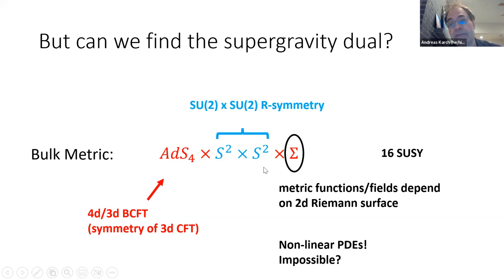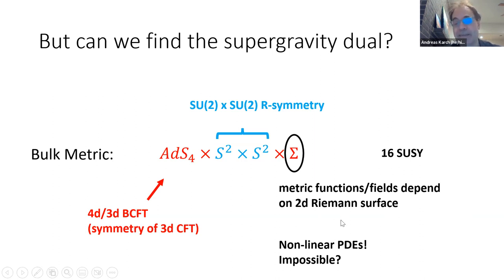You have 4 + 2 + 2, that makes 8. So you're missing two more dimensions. And by symmetry, nothing can depend on the coordinates on AdS4 times S2 times S2, but everything can depend on the coordinates on this remaining 2D space, sigma, which is just some 2D space, some Riemann surface. So my metric, all the Ramond-Ramond forms, the dilaton, the axion, everything you see floating around in type IIB, can be a function of two coordinates. So you're solving partial differential equations instead of ordinary differential equations. And they're highly nonlinear. Yes, you have supersymmetry, so they're first order only, but they're still an absolute nightmare.